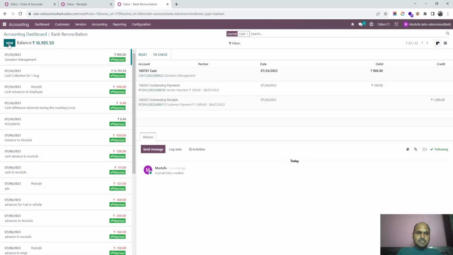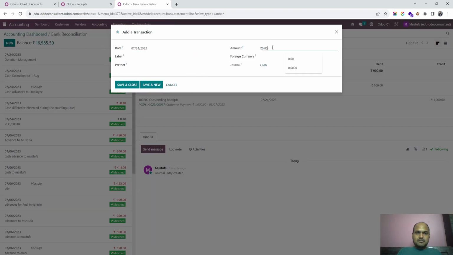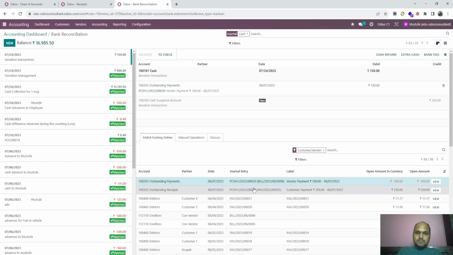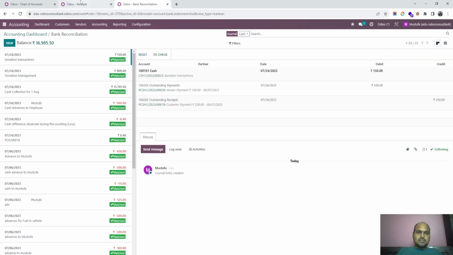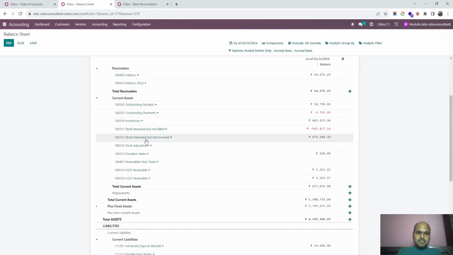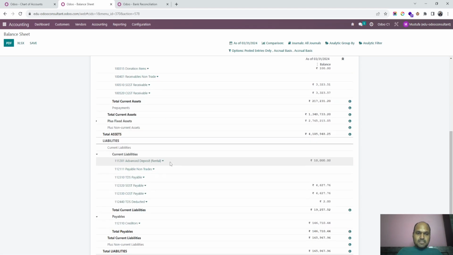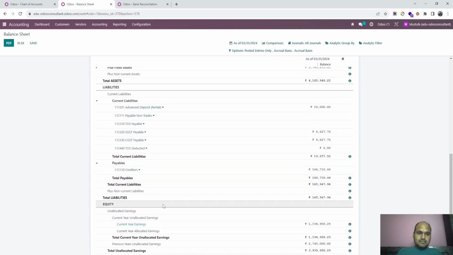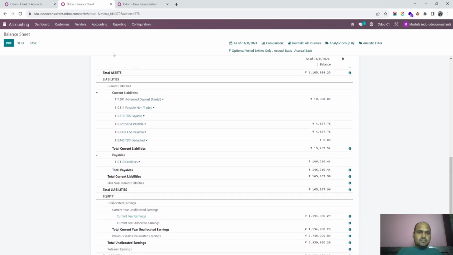So what I will do is create a transaction to reconcile, of total 150, and then reconcile it, the donation transactions, and then reconcile both of these to clear it out. Now if I go to my balance sheet, I will see this receivable non-trade becomes 0, and this payable is also 0.